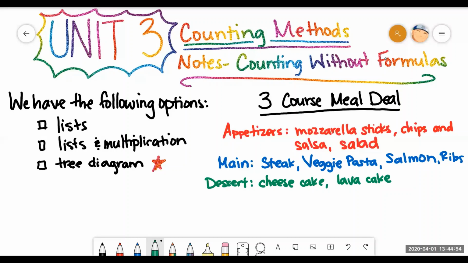Okay? So this is our 3-course meal deal. And these are the options that we're given. And it's interesting, but throughout your life, you're always using counting methods. You might not talk about them and you might not use the terminology for them, but you're always making choices. You're always making decisions. You're always trying to make combinations for things when you get dressed in the morning, when you go out to eat, when you're selecting things for your combos, if you go out to eat fast food.